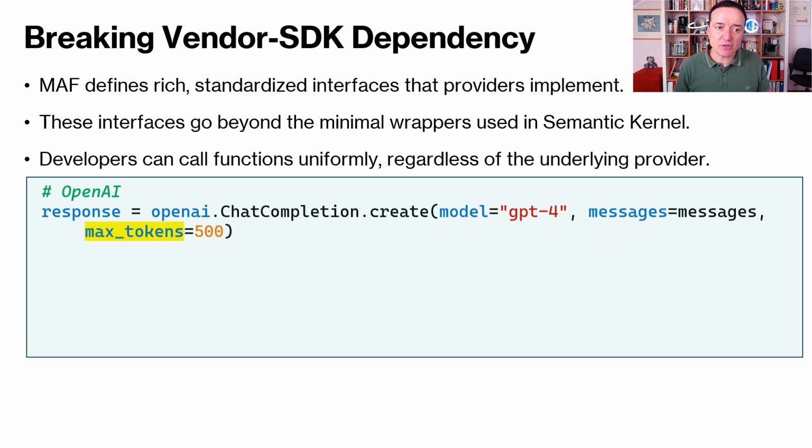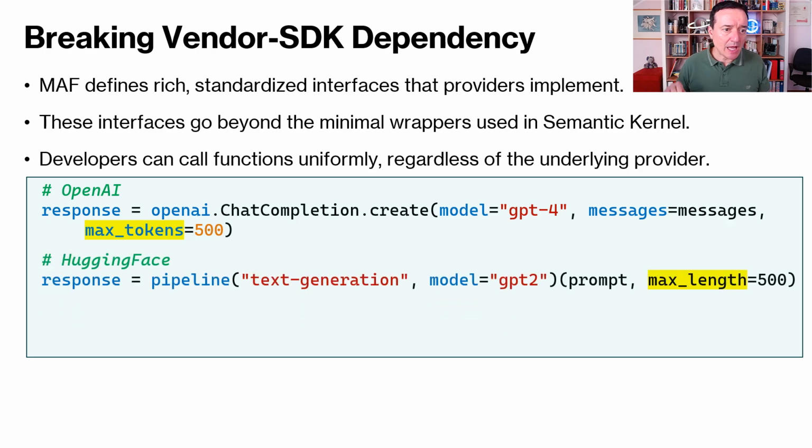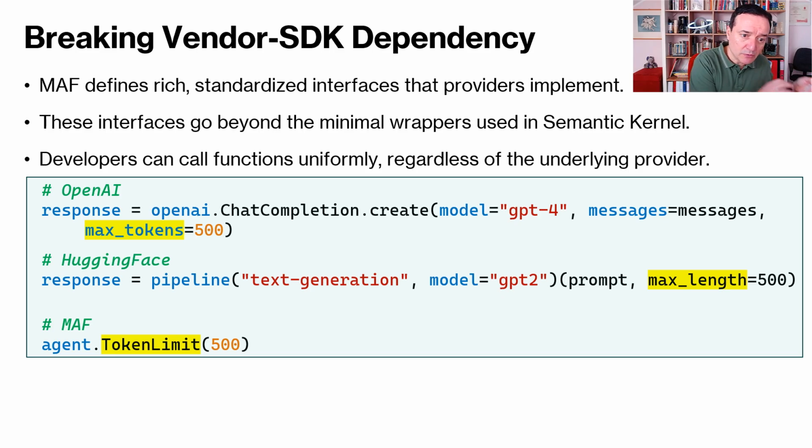If I wanted to limit the response tokens in an OpenAI agent, today I have to use the max tokens parameter in the create method of chat completion. If instead I'm using HuggingFace, I have to use the max length parameter instead of max tokens when we create the pipeline, because that's the syntax required by its SDK. So I get the same result, but with two completely different and incompatible methods. With MAF, I use the common method defined by the contract, namely token limit, so that behind the scenes, or rather via MEAI, token limit maps to max tokens for OpenAI and to max length for HuggingFace.